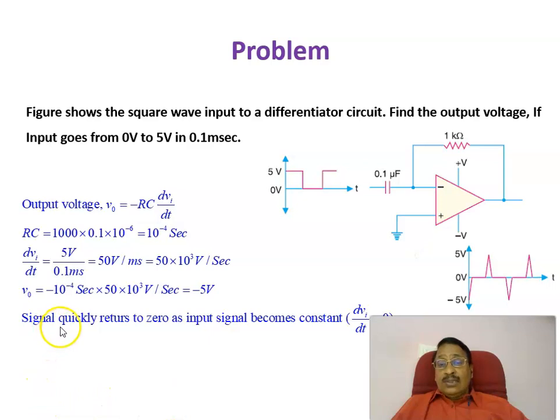The first signal quickly returns to 0 as the input signal. Because it is returning back. Why is it returning back? Because dVi by dt equals 0 after this, since when a voltage is constant, dVi by dt is equal to 0. That is why it is suddenly returning back. This is appearing as a spike because dVi by dt equals 0.